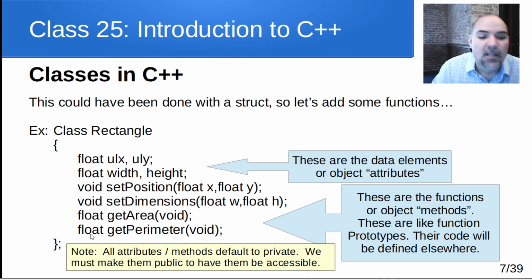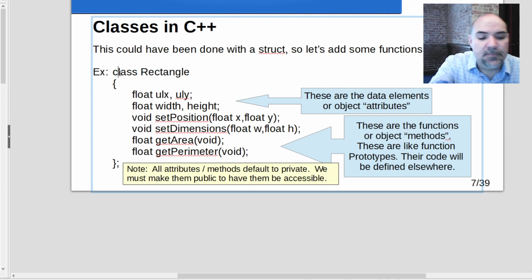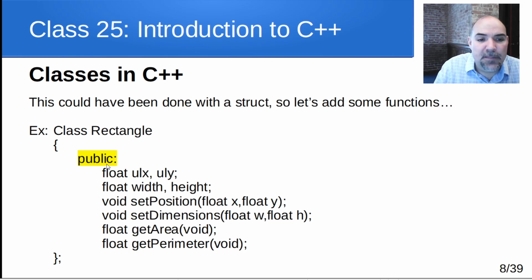Now, one thing that's important to note is that by default, all of the object attributes and methods are private by default. So in other words, if we were to define this class the way we have it here, nothing outside of this object could access any of these methods or any of these attributes because they default to private. And so we have to make them public to make them accessible. So before this can be used, we got to do one more thing to it. So let's continue on here. We need to make them public.